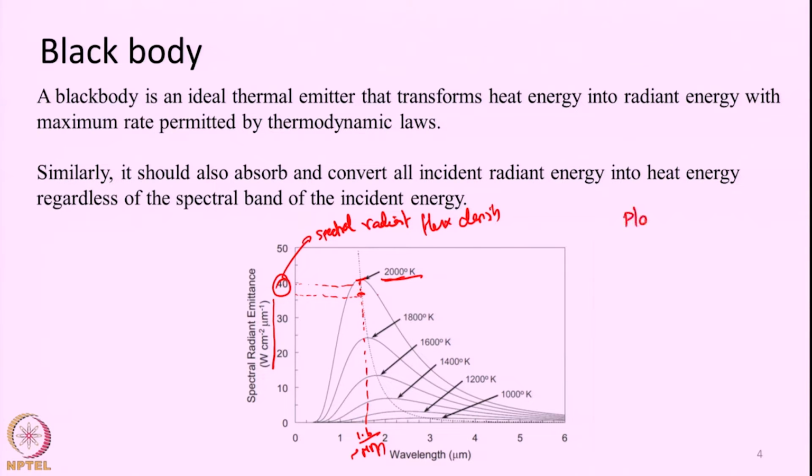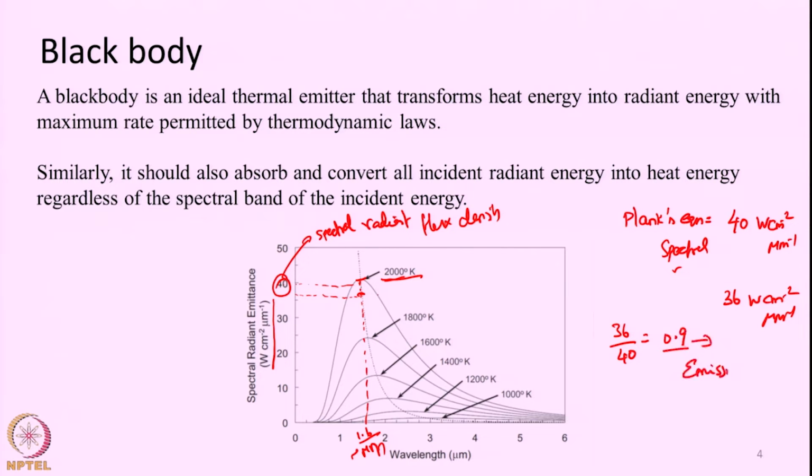So, as defined by Planck's equation, the energy that should come out is 40 watt per centimeter square per micrometer. This is like the spectral radiant flux density, but in reality the object is emitting just 36 watt per centimeter square per micrometer of wavelength. So, if we divide this 36 by 40, we will get a value of 0.9, and this is known as the emissivity for that particular object at that particular wavelength, that is, at 1.6 micrometer.